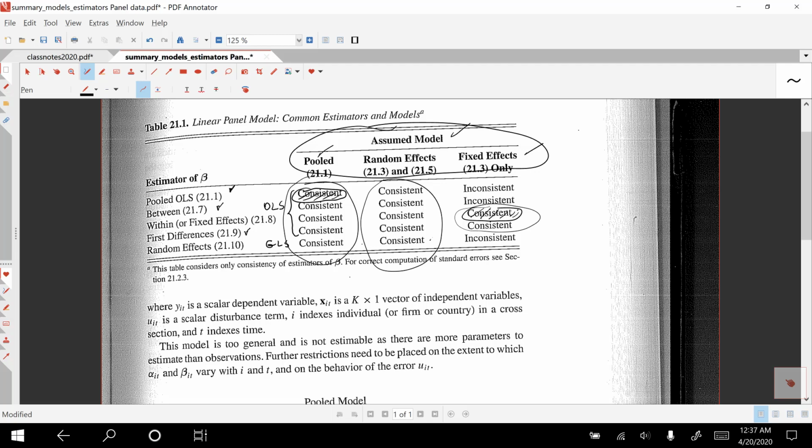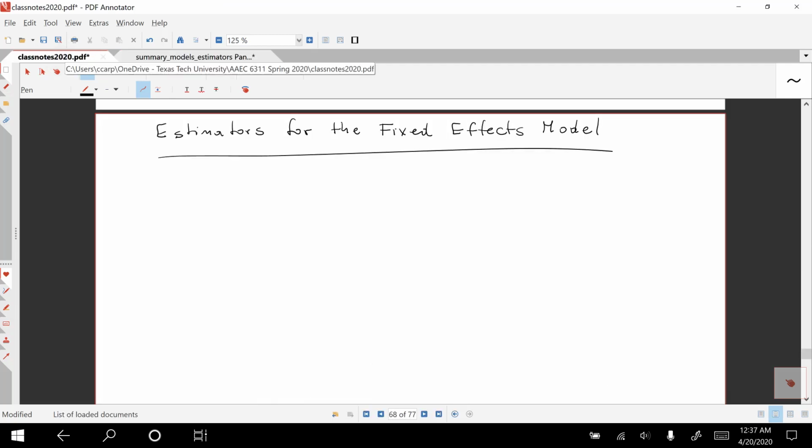We discussed the first difference estimator in the context of the pool model, and we said that it induces autocorrelation. So in most cases, what you will end up using is the fixed effects estimator. If you want to derive it, since we already covered it in the context of the pool model, the derivation is very straightforward and easy. But for the sake of time, we will only look at the fixed effects estimator for the fixed effects model.